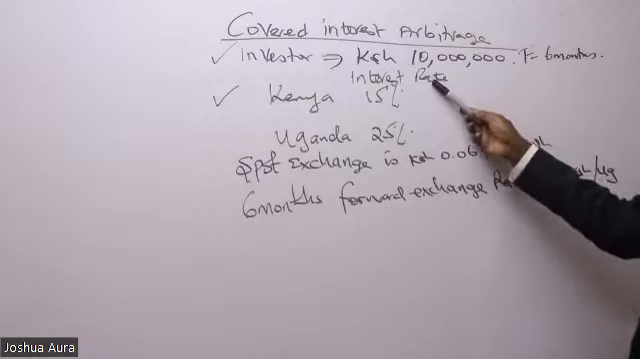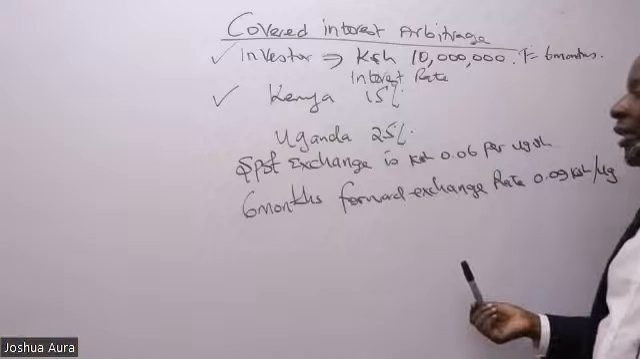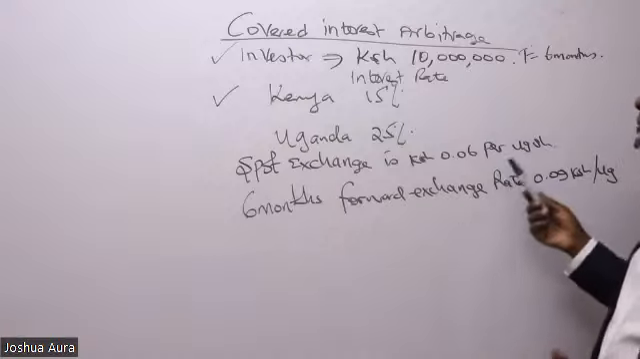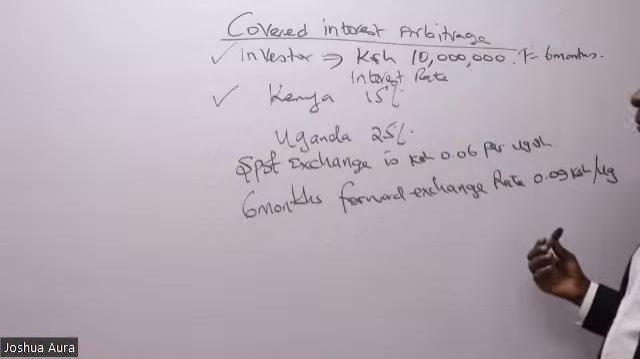Then we have interest rates. Kenya is a little bit lower, 15%. Uganda is 25%. And then the spot exchange rate. Today's exchange rate is Kenya shilling 0.06 per Uganda shilling, or 0.006 Kenya shillings per Uganda shilling. Same for the 6 months forward exchange rate.